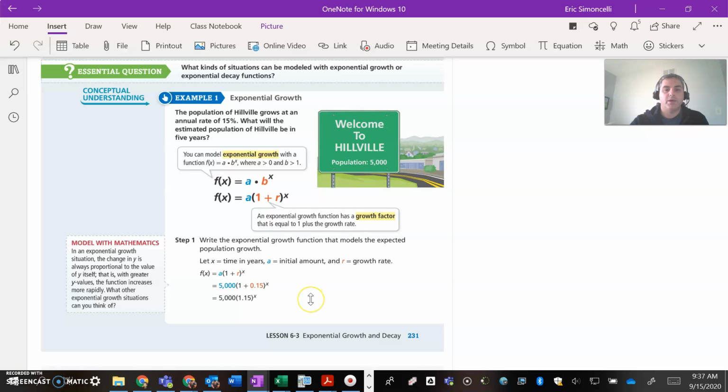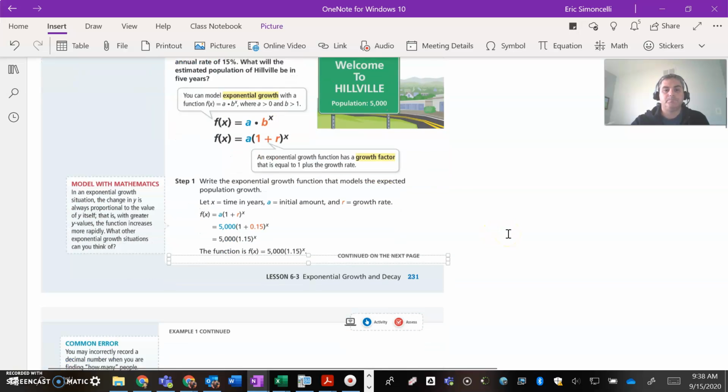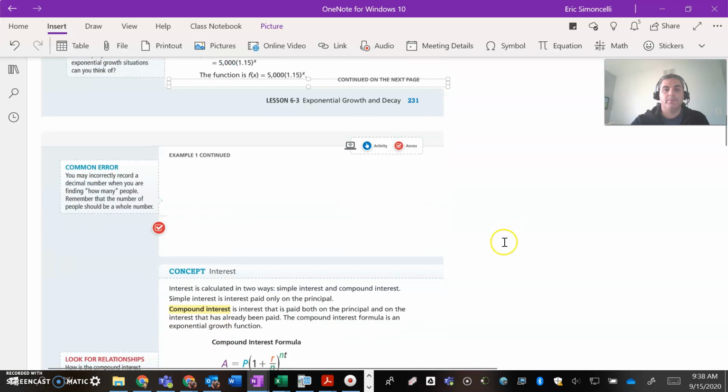We do the math, and in a little bit we'll see the final answer, or at least the equation, but 0.15 plus 1 yields 1.15. So the function ends up looking something like this. The function f of x equals 5,000 times the quantity 1.15 to the x represents the exponential growth model for this particular population. Continuing on.